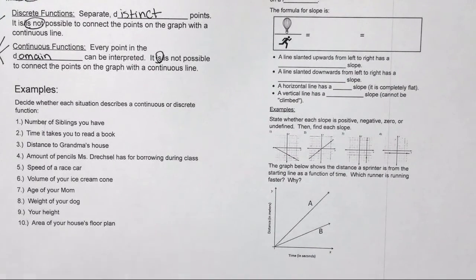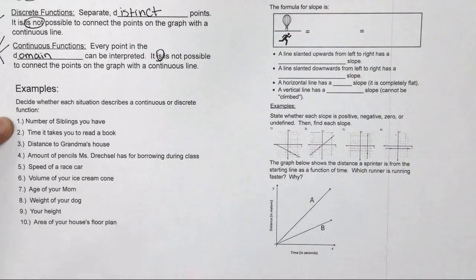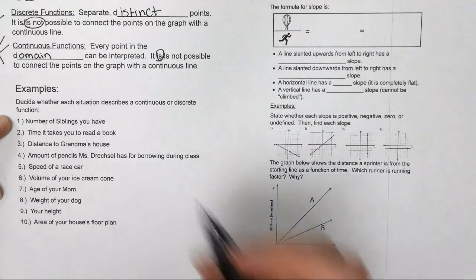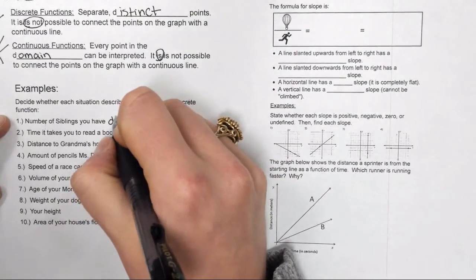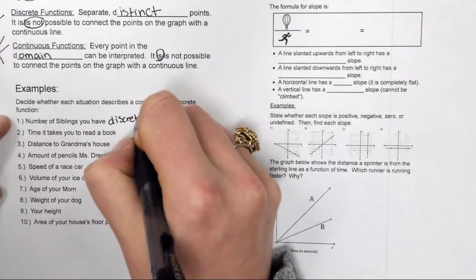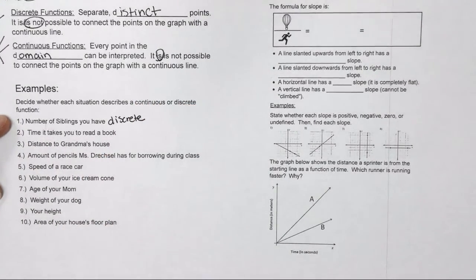So we have to decide whether each situation describes a continuous or discrete function. So number one, the number of siblings you have. Since we can't have 2.5 siblings or 1.5 siblings or 1.25 siblings, this is going to be discrete data or a discrete function. You may have one brother or sister, you may have no brothers or sisters, you may have 3 brothers and sisters, so nothing in between.